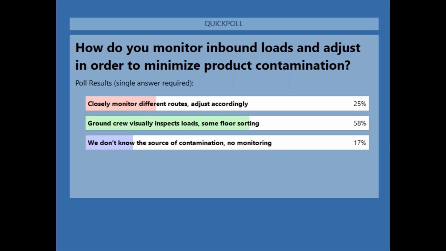Okay, well, this is interesting. I think we don't have time today to drill down with this, but I suspect that in poll question number 3, where we saw 30% of our group say that their recycling diversion program is working well, they're diverting lots, they're making money, I'll bet a lot of those same folks are the 25% here who say we're closely monitoring what comes in from different routes and we're adjusting accordingly. Maybe not all, but I bet there's a lot of commonality there because the folks who know more about their operation are probably going to get better results. So 58%, more than half, are actually having their ground crew inspect loads, and there's some floor sorting.